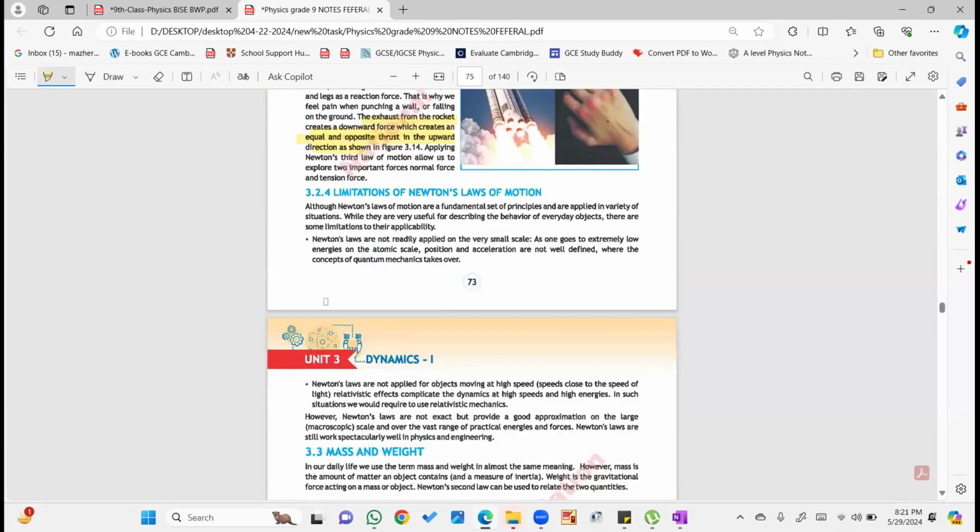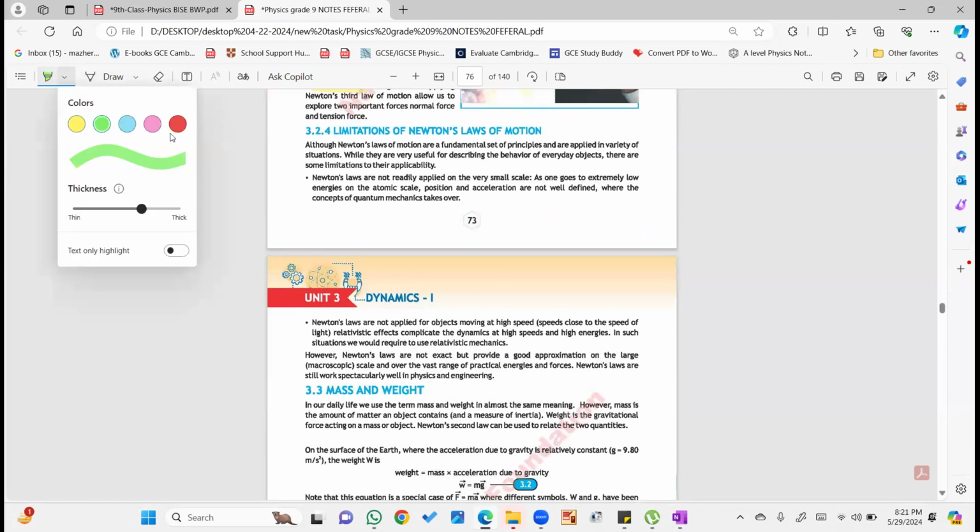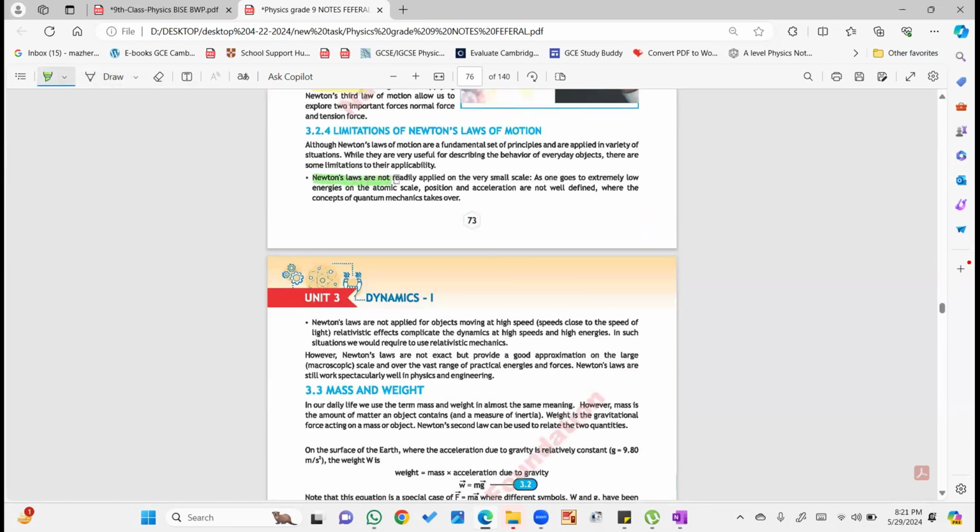Limitations of Newton's third law. This is something that we need to keep in mind. अच्छा, ये points आपको जरूर याद होने चाहिए. Newton's laws are not readily applied on very small objects. As one goes extremely low, Newton's laws are not applicable. That is atomic level की वजह से. हमने कल basic forces of nature पढ़ी थी ना: electric force, magnetic force, electromagnetic force, gravitational force, weak nuclear force and strong nuclear force. इनमें से weak nuclear force and strong nuclear force atomic level के ऊपर आती थी. So when it comes to Newton's laws, these are only applicable to everyday objects, not at atomic level.